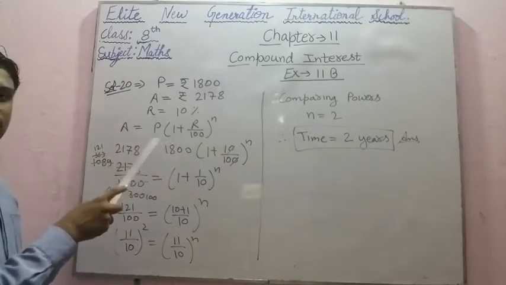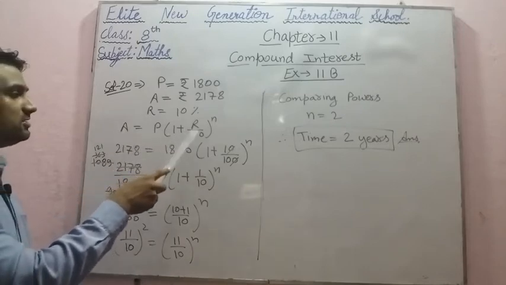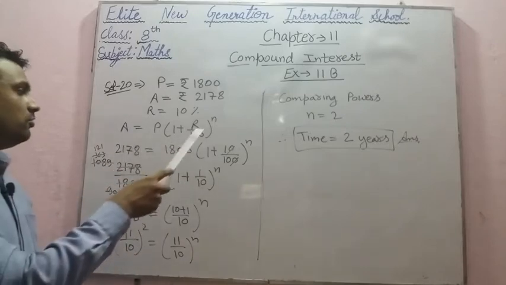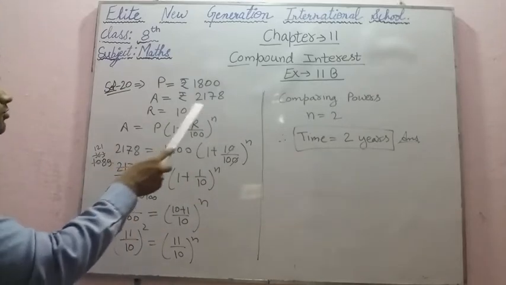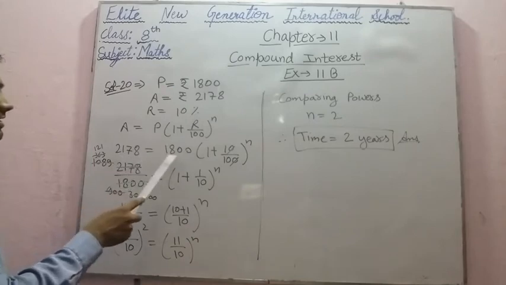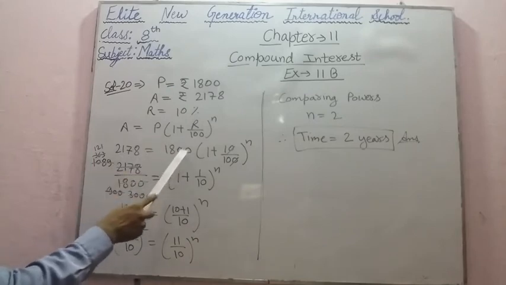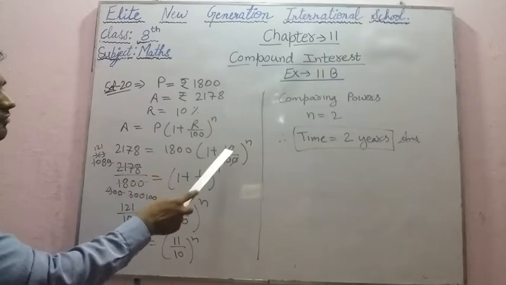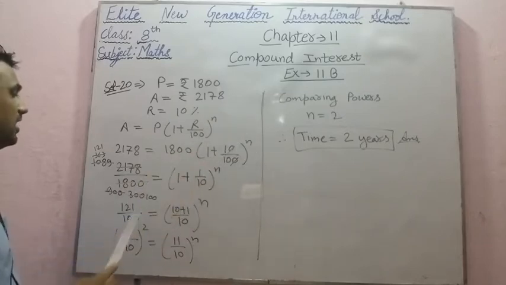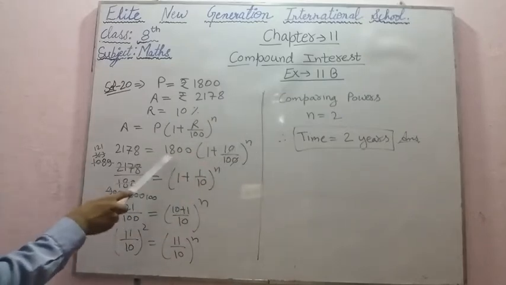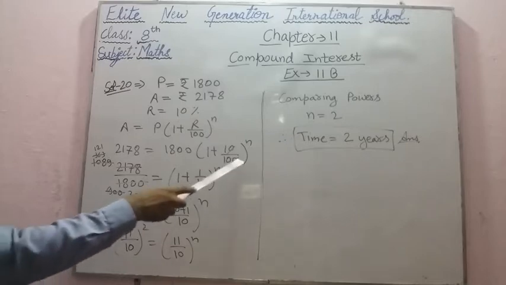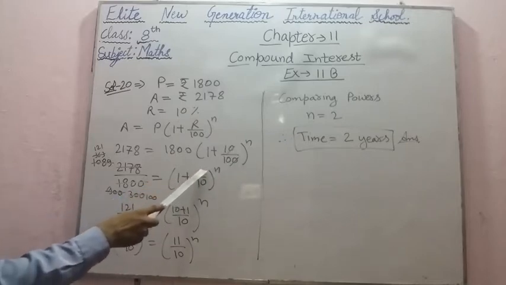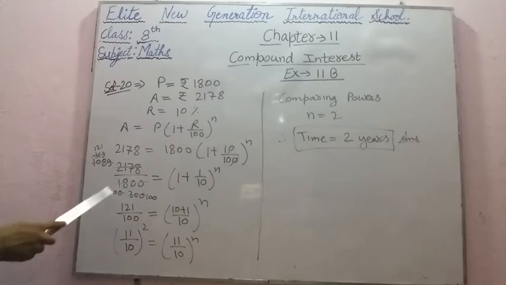So putting the formula, amount equals P into (1 plus r upon 100) power n. Here we have to find the value of n. So in this, 2178 equals principal 1800 into (1 plus, putting the value of r, 10 upon 100) power n. So here we can divide by 1800. So 2178 upon 1800 equals (1 plus, this 0 will be cancelled, so 1 plus 1 upon 10) power n. Now here we can cancel it.